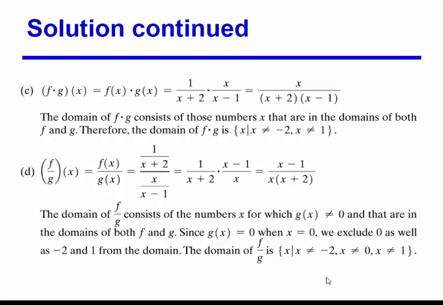And for letter D, the domain of f over g consists of the numbers x for which g of x does not equal 0, and that are in the domains of both f and g. Since g of x equals 0 when x equals 0, we exclude 0 as well as negative 2 and 1 from the domain. So the domain of f divided by g is all numbers x such that x does not equal negative 2, x does not equal 0, and x does not equal 1.